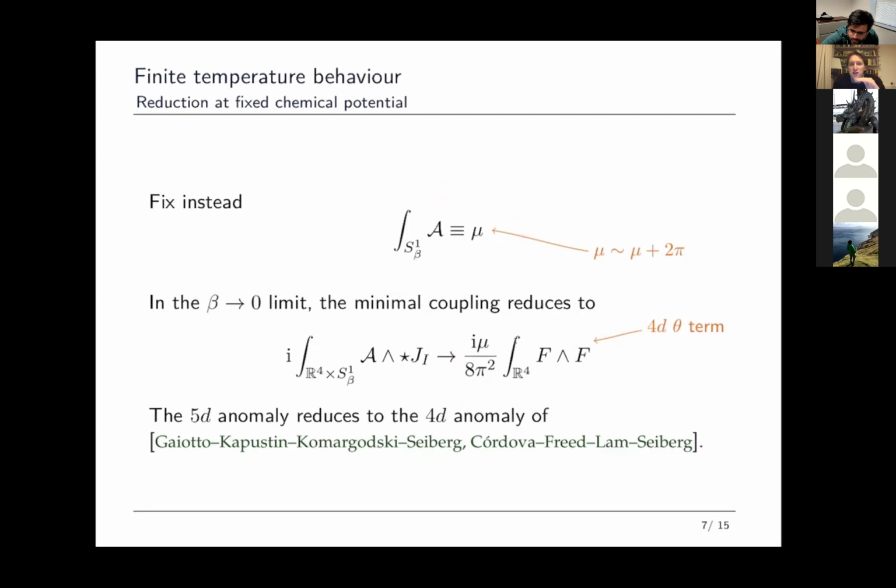And the 5-dimensional anomaly reduces to an anomaly in the space of coupling constants, as described by Córdova, Freed, Lam, and Seiberg, or equivalently as the anomaly between the center symmetry and time reversal for 4-dimensional Yang-Mills described in Gaiotto, Kapustin, Komargodski, and Seiberg.